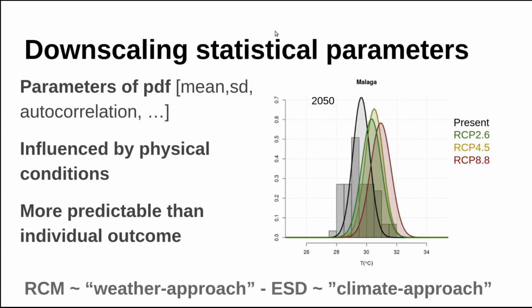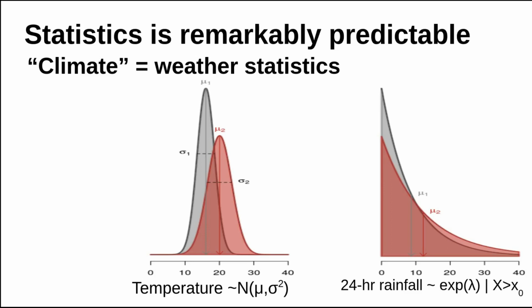So, as opposed to the regional climate models, which predict day by day, and we get the sort of weather approach, the ESD also allows us to predict the shape of these probability distribution functions of the climate approach. And just to give you some examples, statistical characteristics are often remarkably predictable, and the local climate can be described as weather statistics.